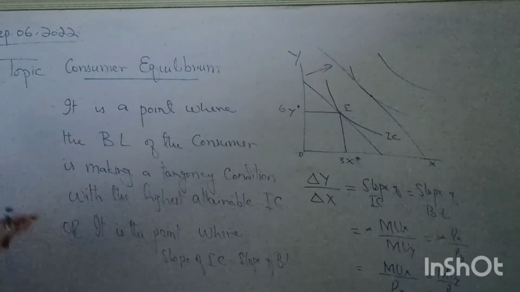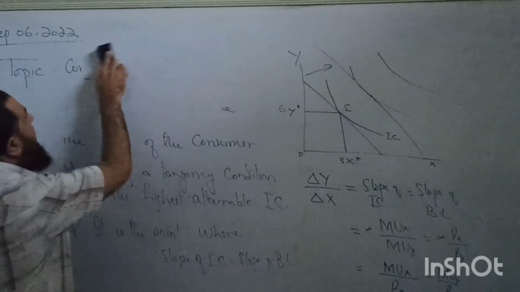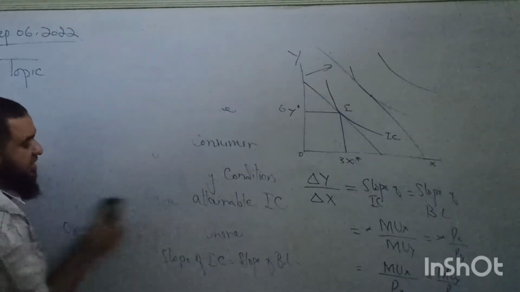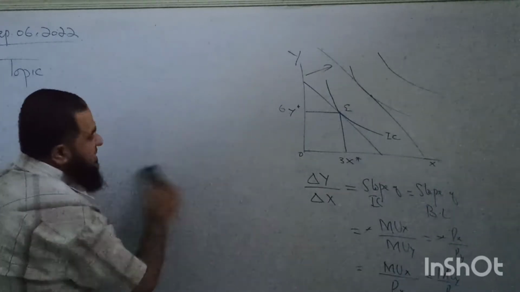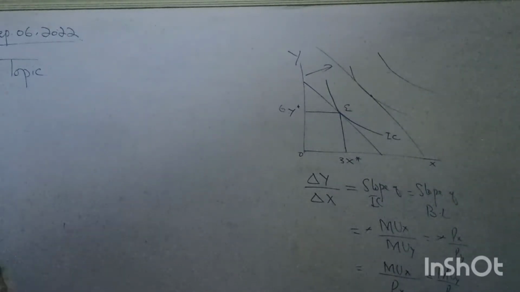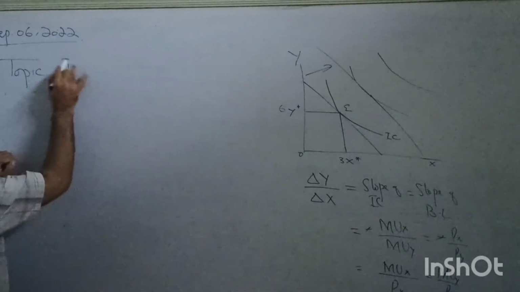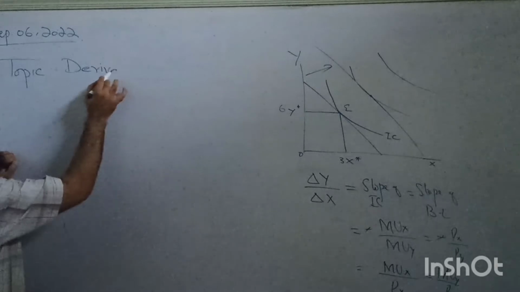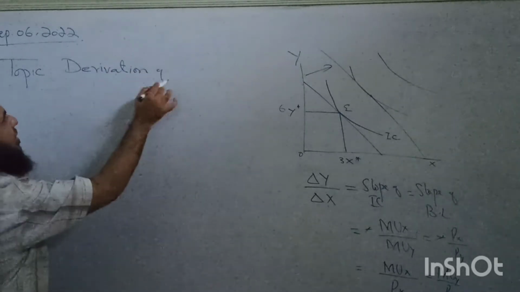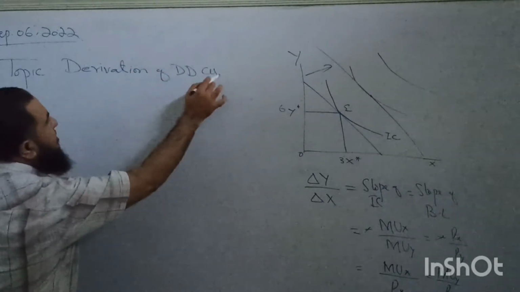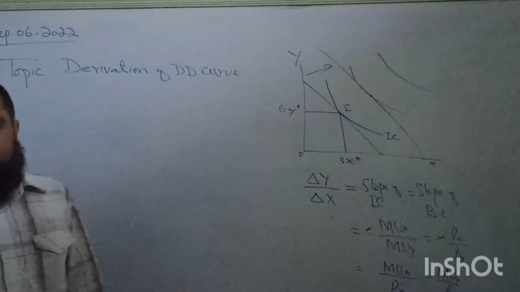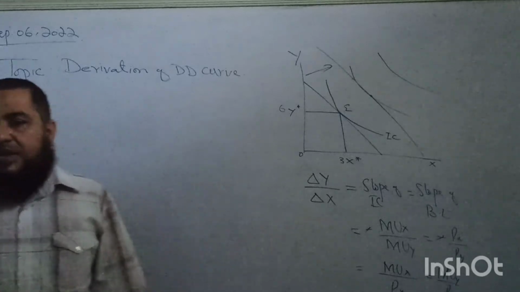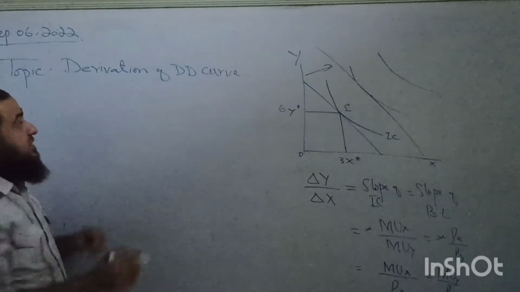So now how can we derive the demand curve by using this approach of budget line and indifference curve? This is my point. Derivation of demand curve from budget line and indifference curve approach. Be attentive first of all, then you will be given a time to write down everything.